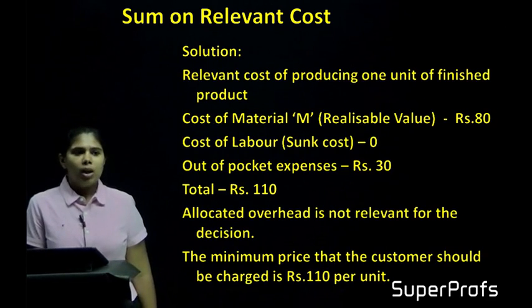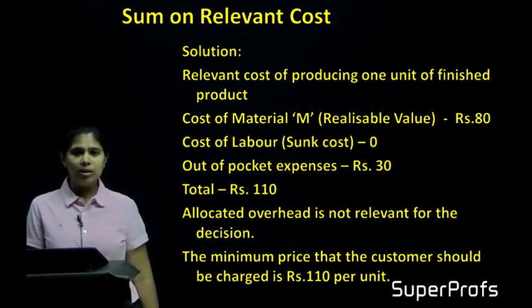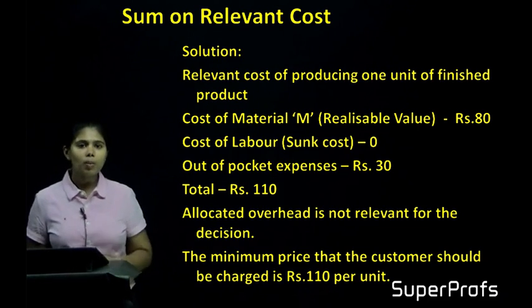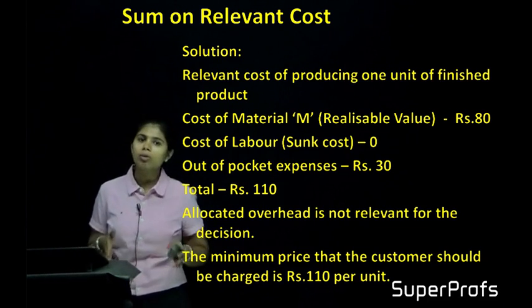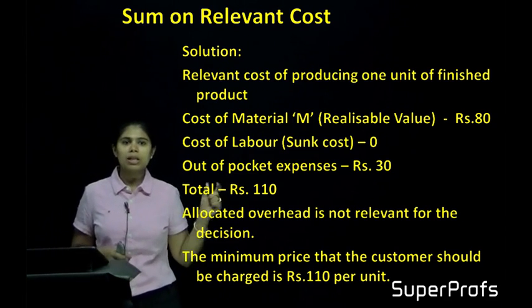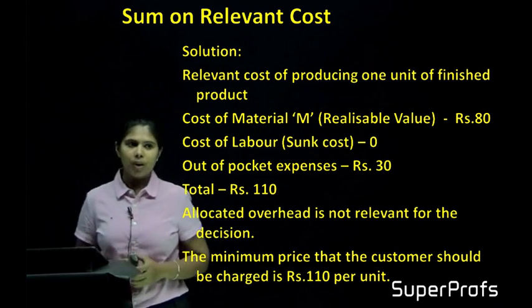So to compute the relevant cost of producing 1 unit of the finished product, I need to look at the material M cost. I will look at the realizable value, because today if I do not manufacture this product, what will I do with material M? I will sell it off. By selling it, I will realize rupees 80. So this rupees 80 is the minimum that I should take from the customer.